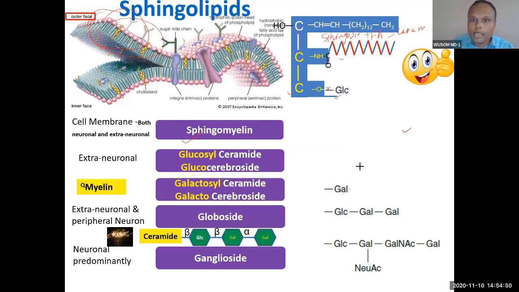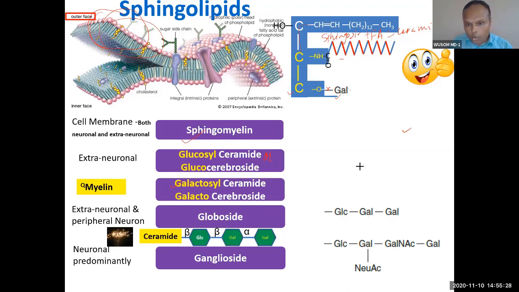So in ceramide, if glucose is attached, this is called glucosyl ceramide. The other name is glucocerebroside. Same way, if in place of glucose, galactose binds, this is called galactosyl ceramide. The other name is galactocerebroside. Just remember galacto at least. You can add ceramide or cerebroside, no problem; it is the same molecule. So this is glucosyl ceramide and this is galactosyl ceramide.